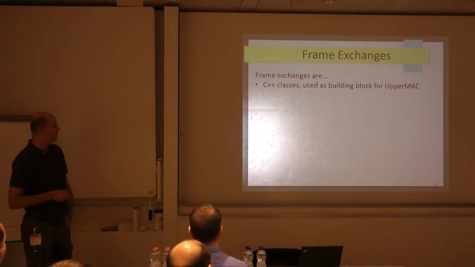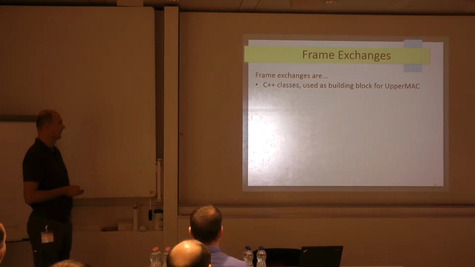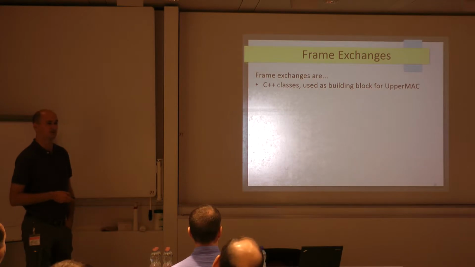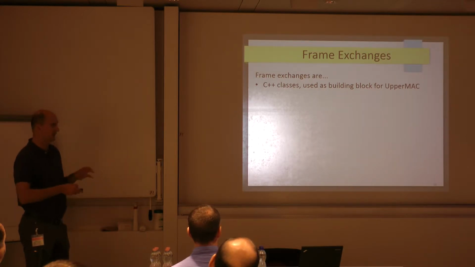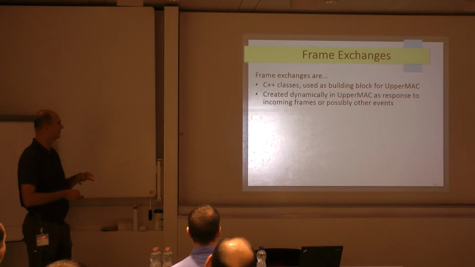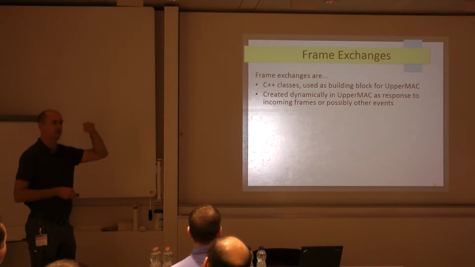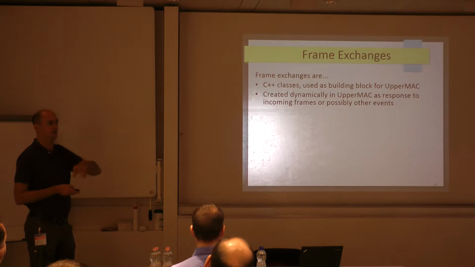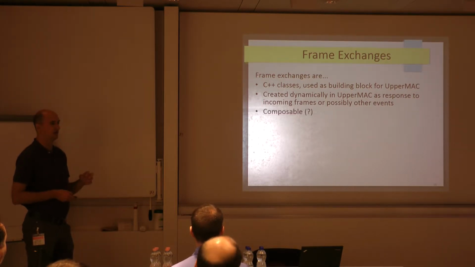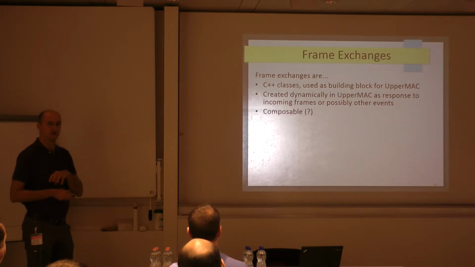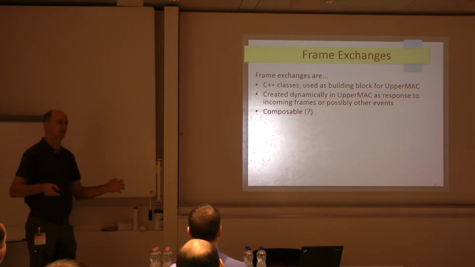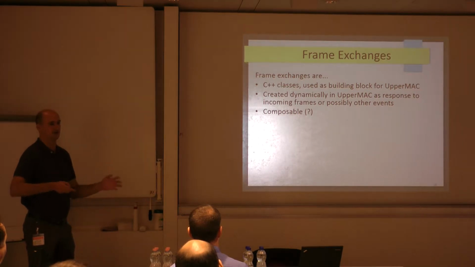So we use frame exchanges as a building block. A frame exchange is actually a C++ class. So we just encapsulate one kind of frame exchange into a class. A frame exchange is created as a response to incoming frames received from the upper layer. For example, we receive a data frame, then we can create a data plus ACK frame exchange, which will manage sending a data frame by expecting immediate acknowledgement. We encapsulate it into a frame exchange.